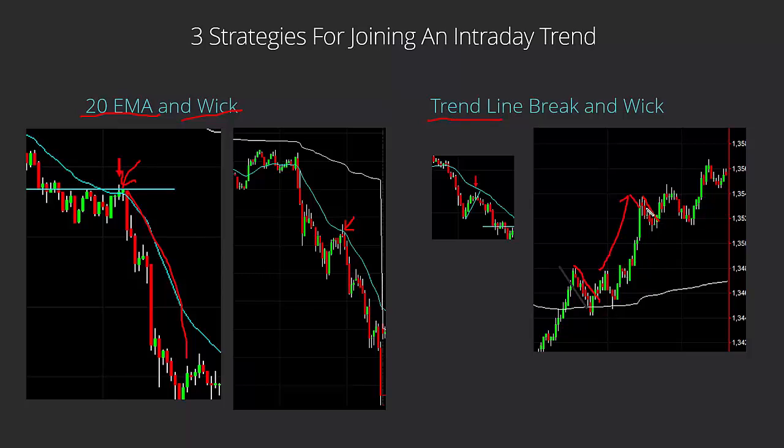Good drive higher, little pullback, and we take it on the break of that trend line. We take it on the break of the trend line in the direction of the trend. It's a really nice way of getting on those trending moves.